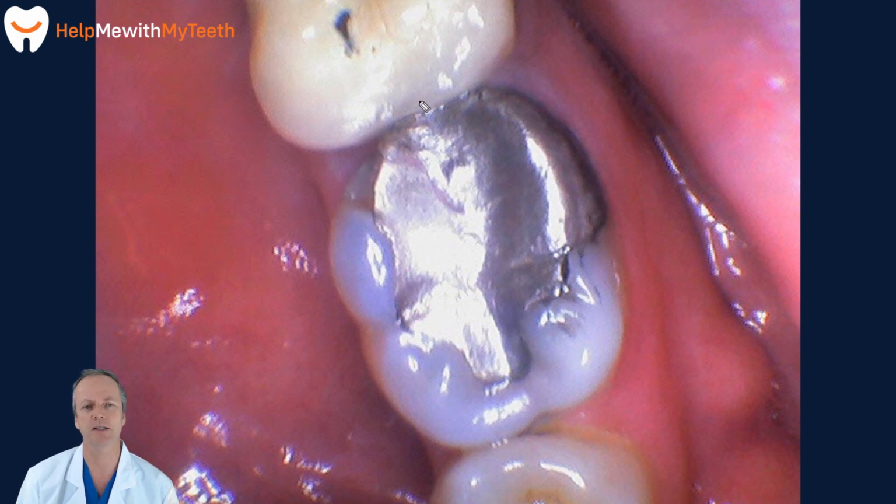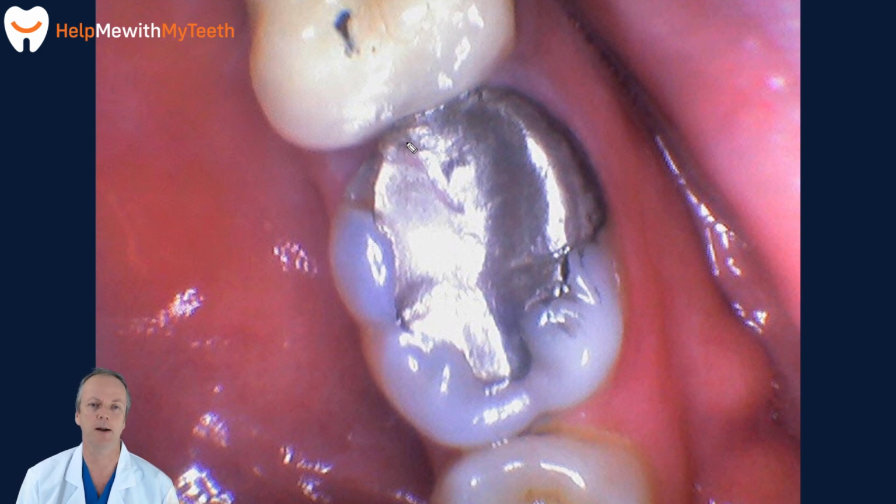Most of the time we don't get to see the piece that comes out. Most of the time it happens in a restaurant or something, and the little chunk just goes right down the hatch. If you can find it and just put it in a little Ziploc bag and bring it to the dentist, it is helpful to see what actually fractured here.